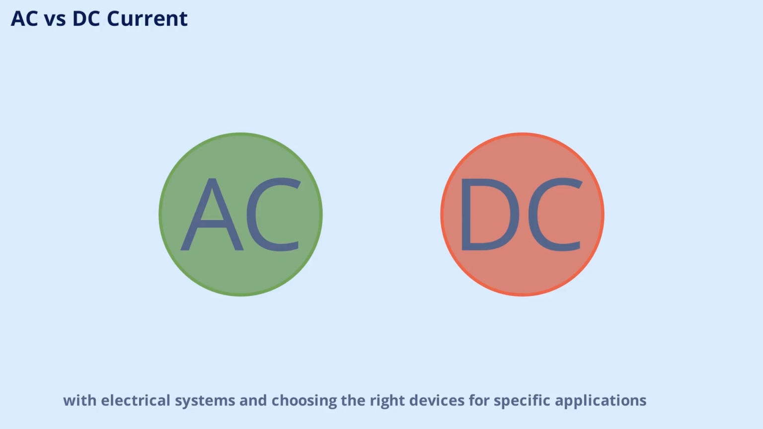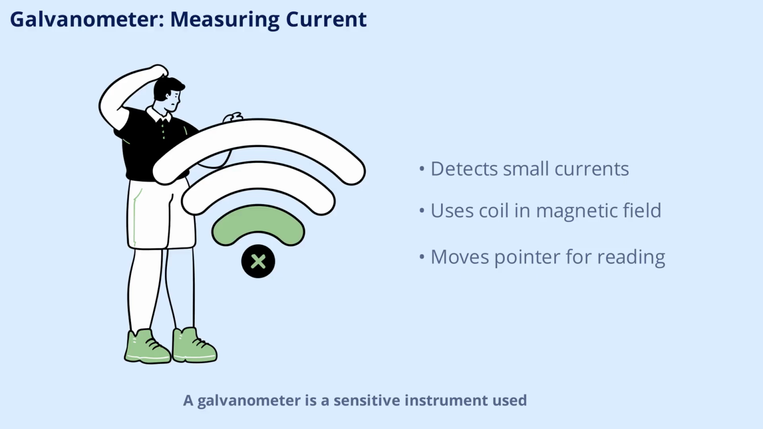Galvanometer is a sensitive instrument used to detect and measure small electric currents. It works by using a coil suspended in a magnetic field. When current passes through the coil, it experiences a force that causes it to rotate, moving a pointer on a scale. Galvanometers are essential tools in laboratories and for testing electrical circuits, helping engineers and scientists observe the flow of electricity with precision.